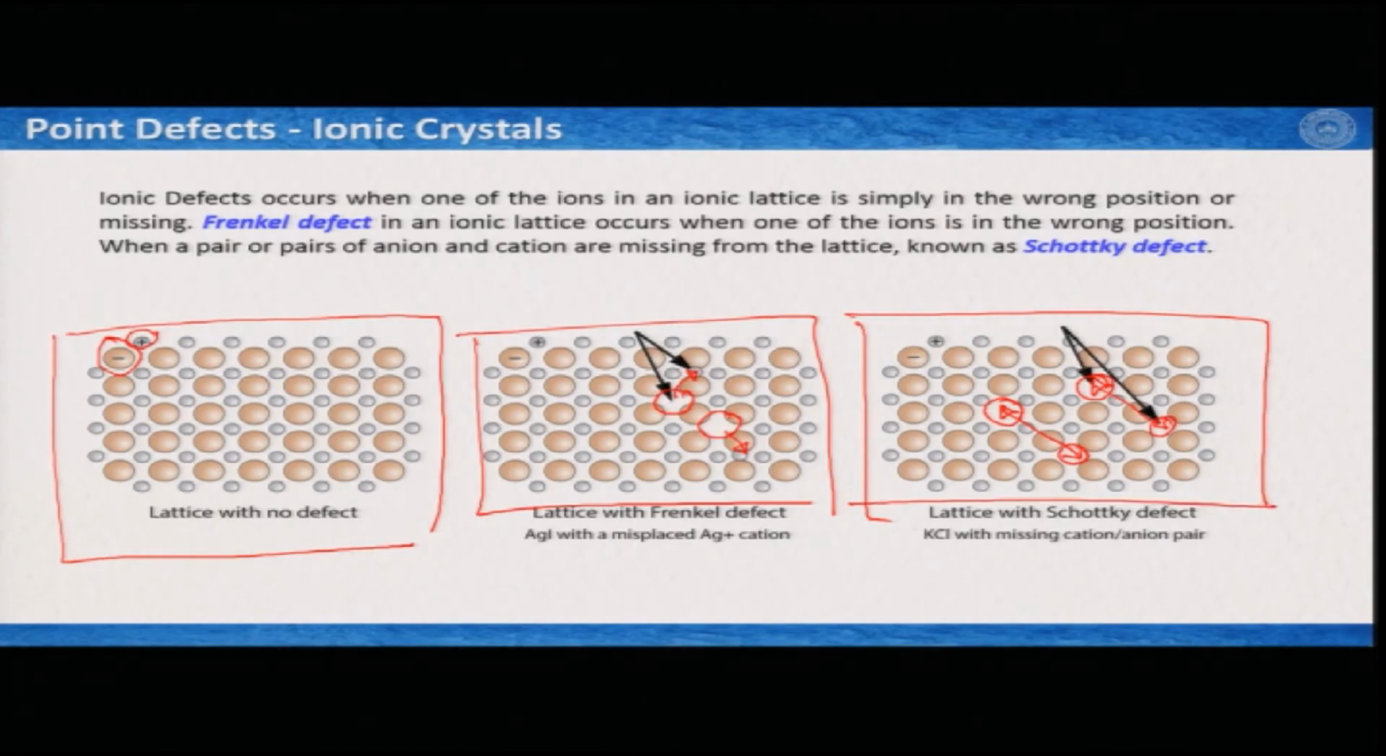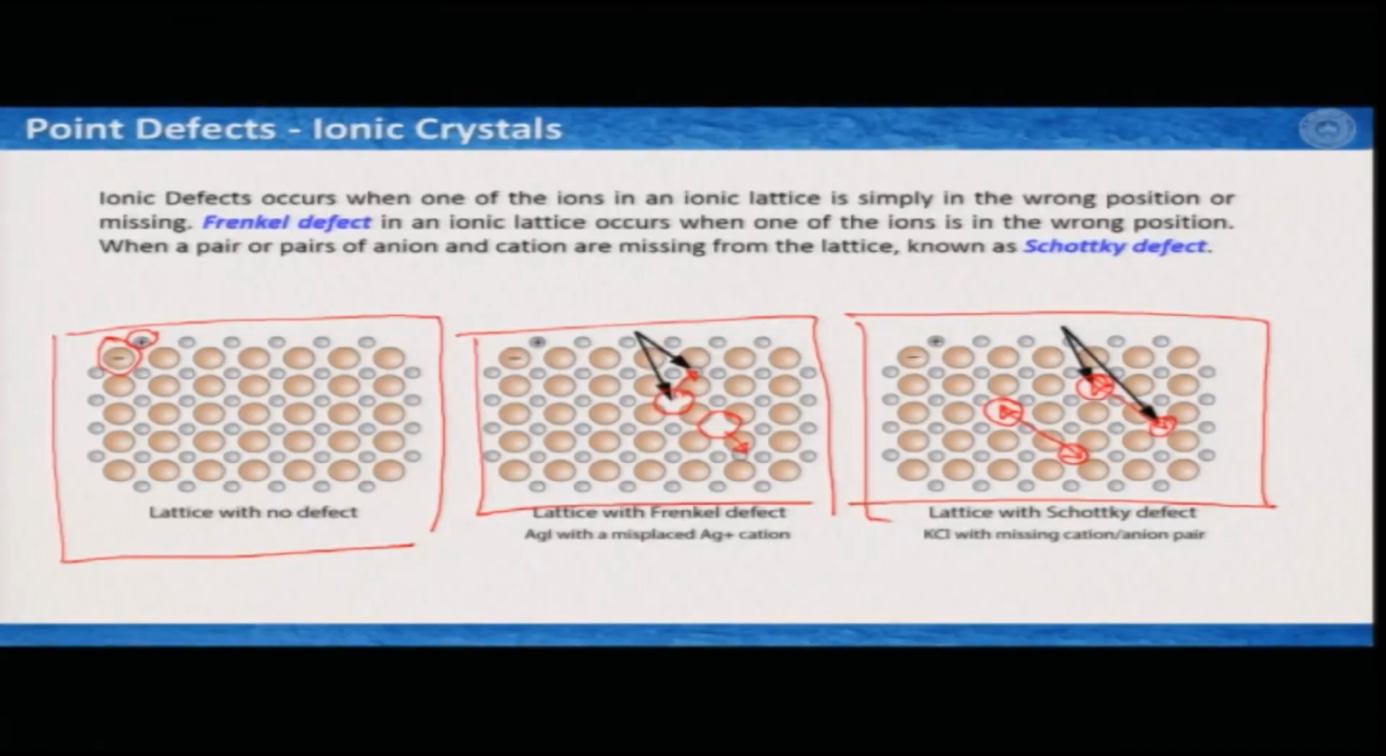An example of a Frenkel defect is given here: silver iodide, which is a kind of material or complex, where the Ag plus ion, the silver ion, is missing from its actual site and is sitting somewhere else. And Schottky defects we mostly see in different kinds of salts, for example the KCl salt, where both K plus and Cl minus are missing from the crystal.